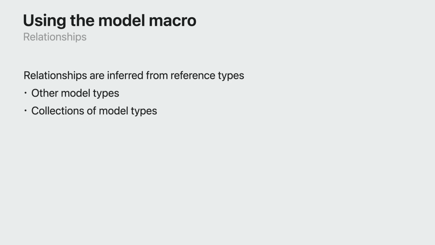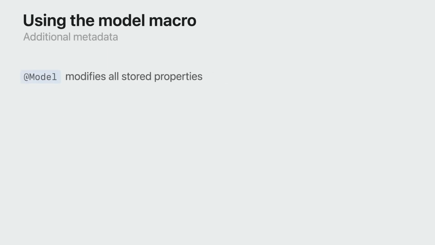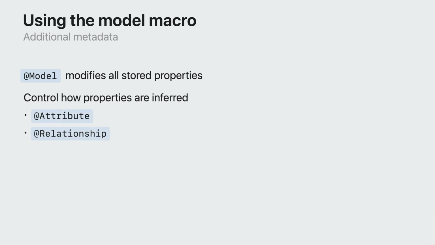SwiftData models reference types as relationships. You can create links between your model types with relationships and collections of model types. AppModel will modify all the stored properties on your type. You can influence how SwiftData builds your schema using metadata on your properties. With @attribute, you can add uniqueness constraints. You can use @relationship to control the choice of inverses and specify delete propagation rules. These change the behaviors of links between models. You can tell SwiftData not to include specific properties with the transient macro.